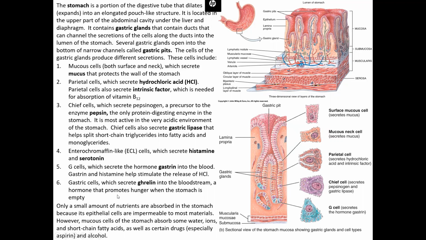Now, our stomach is very involved with both chemical and mechanical digestion, but we don't do a whole lot of absorption of nutrients in our stomach because the epithelial cells are pretty impermeable to most materials. However, those mucus cells of the stomach can absorb some water, ions, some short-chain fatty acids, and even some drugs and alcohol. And as far as drugs, one of the most notable would be aspirin, which is why aspirin and alcohol, when ingested, their effects are pretty quick acting. We don't have to get them farther down in the tract to be absorbed.